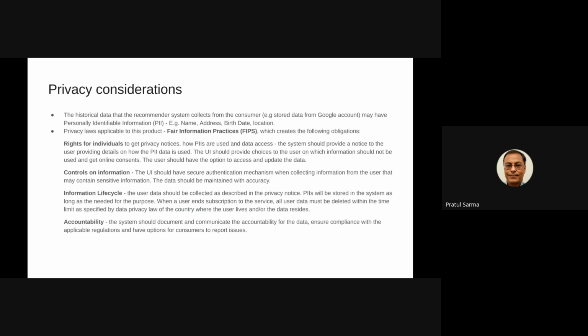The system should provide a notice to the user, providing details on how these PIIs are used. And the UI should provide choices to the user on which information should not be used and get online consent from the user. The user should have the option to access and update the data as well. So the system should have full control over the PII and should have an authentication mechanism while collecting the information from the user. The data should also be maintained with accuracy.